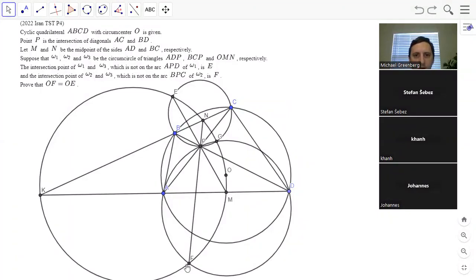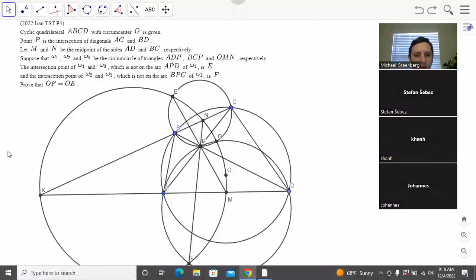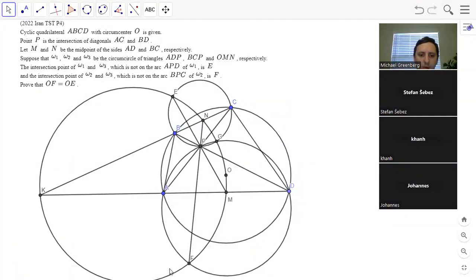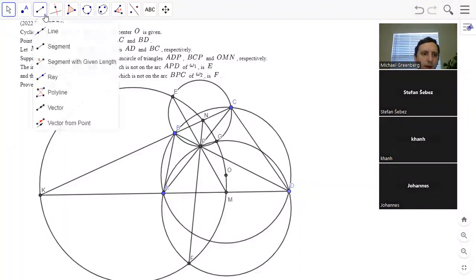So APDF, yeah, there's got to be a way to show that's harmonic. Basically, we want to show the tangents at P and F concur, and I wonder if they also concur at K.